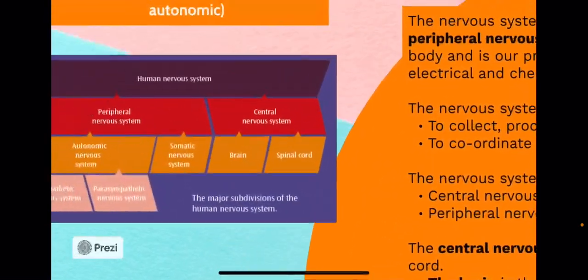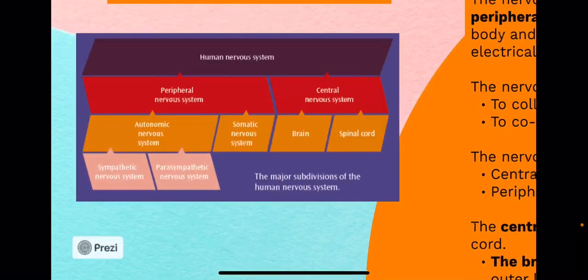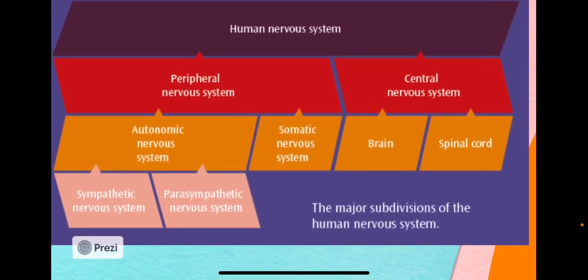If we have a look here, we're looking at the central and peripheral nervous system and the somatic and autonomic divisions of the peripheral nervous system. We have a diagram here, and I do think the diagram is really useful in terms of revision. Having the nervous system split up like this, you can see you've got the peripheral nervous system and the central nervous system as the two main divisions. Within the central nervous system, you've got the brain and spinal cord. Within the peripheral nervous system, you've got two further divisions of the autonomic nervous system and the somatic nervous system.